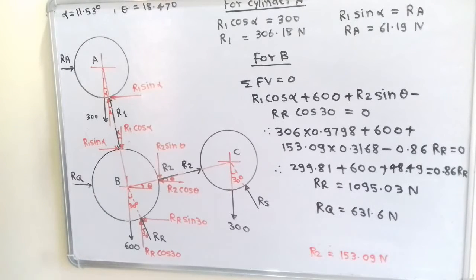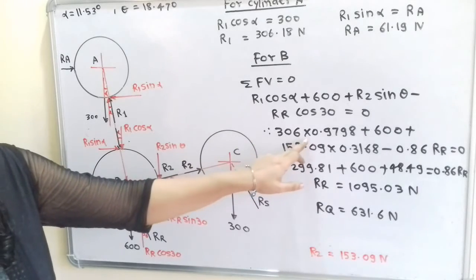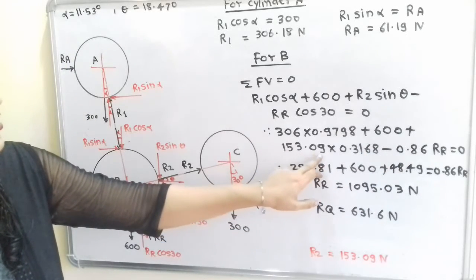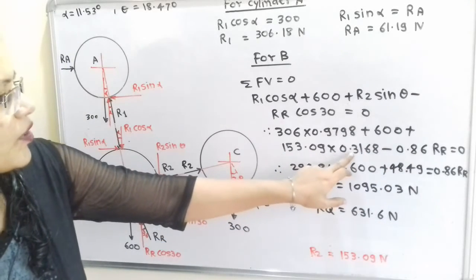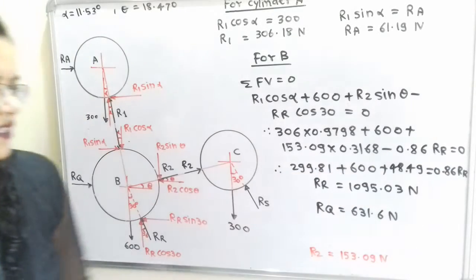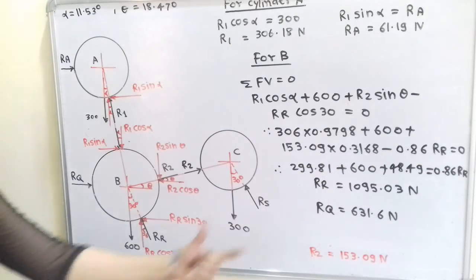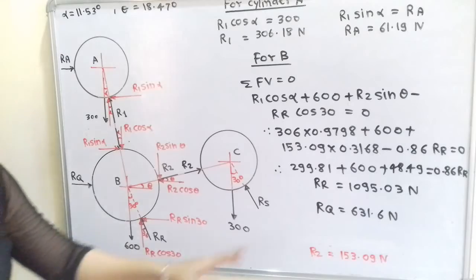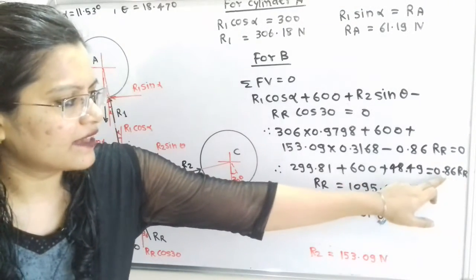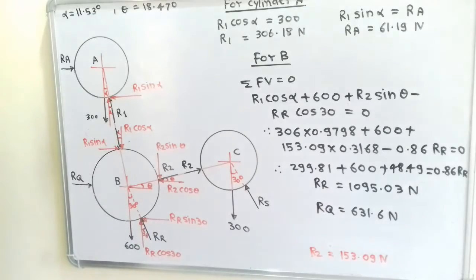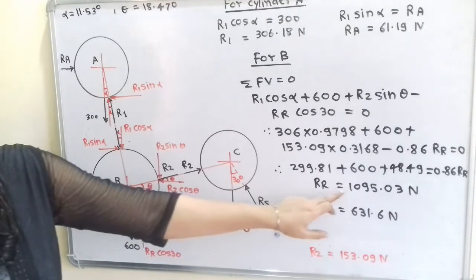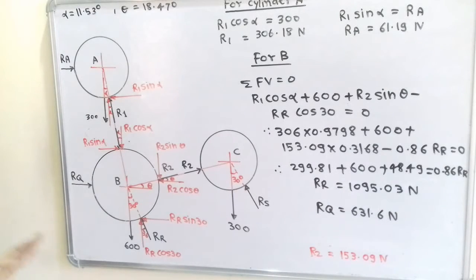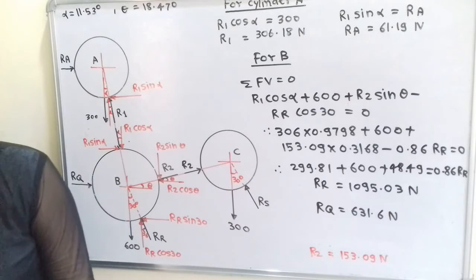So when we put in all the values, we will get 306 into 0.9798 plus 600 plus 153.09 multiplied by 0.3168 minus 0.86 RR is equal to 0. So we will shift this negative term to the right hand side. Then we can calculate this RR by transferring this 0.86 to the denominator, and we will get RR is equal to 1095.03 Newton. So this is the answer, because we have to calculate the reaction at contact point R.